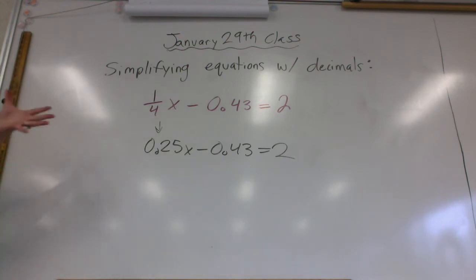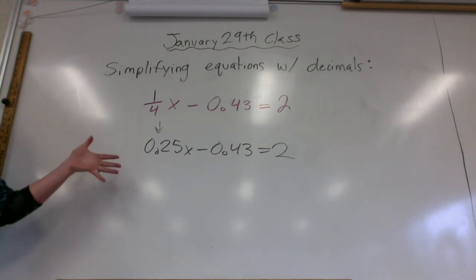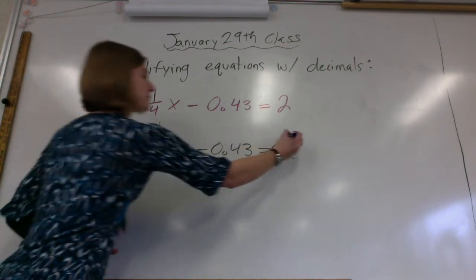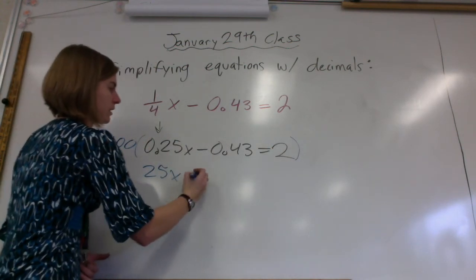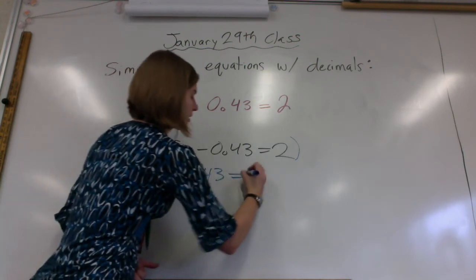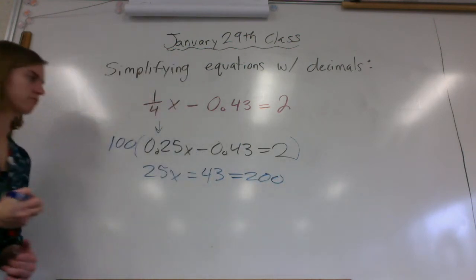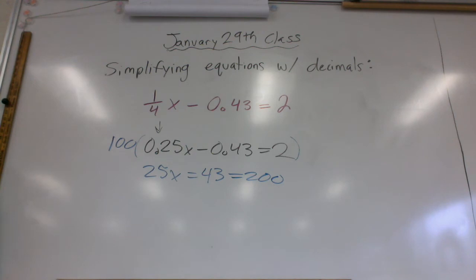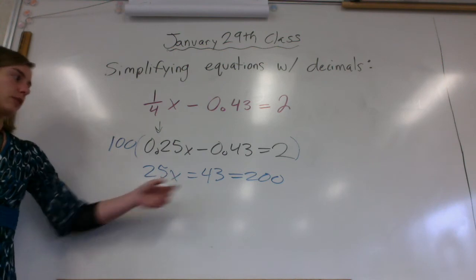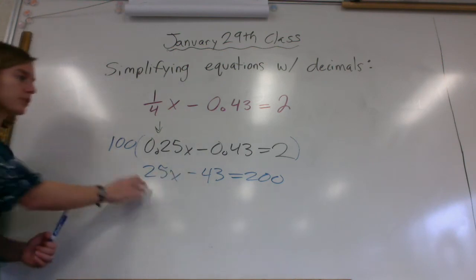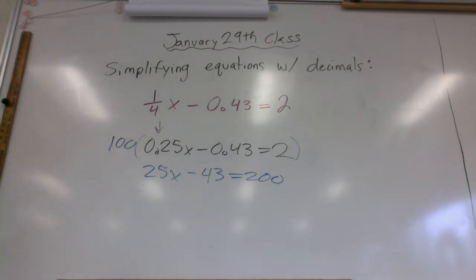What might I want to multiply everything by? Isaac? 100? Okay. That would be 25x, minus 43, equals 200. So this way, when it comes time for the test and you don't have a calculator, these numbers are easier to work with. Oops, that's supposed to be negative. These numbers are easier to work with than the ones prior.